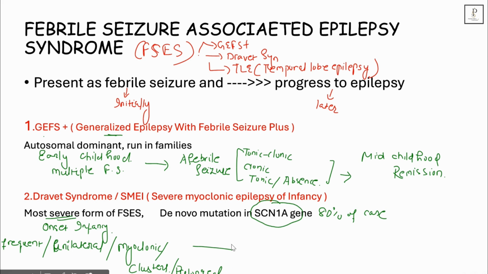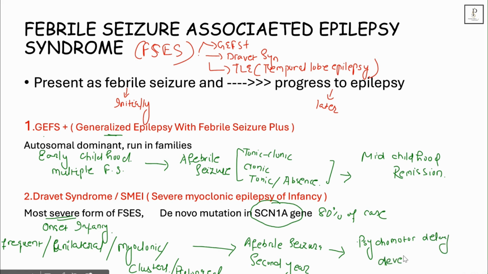Later on the child will get afebrile seizure. During the second year of life the child will get afebrile seizure, and gradually the child will develop psychomotor delay and developmental abnormality, developmental delay. So in that way it is a very severe condition.